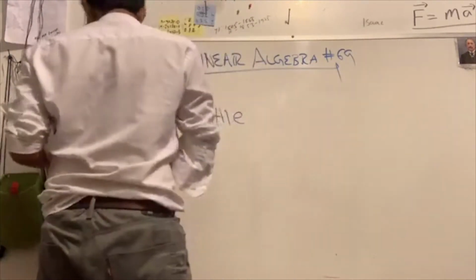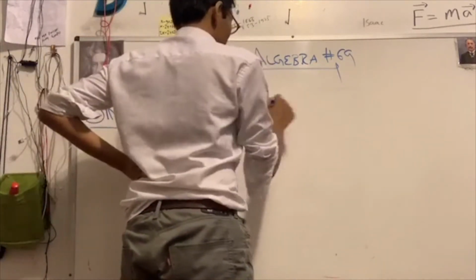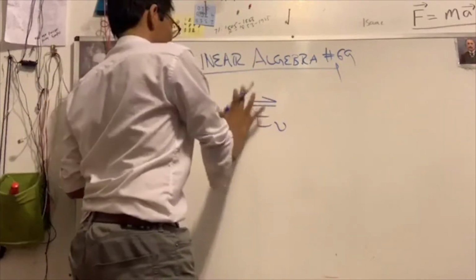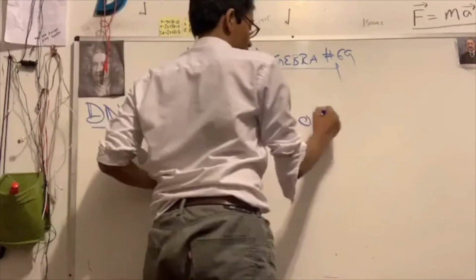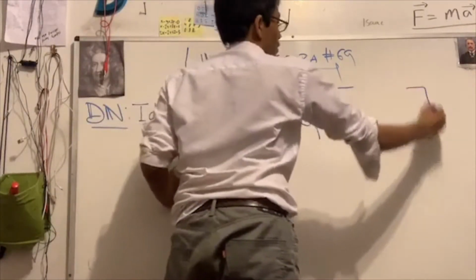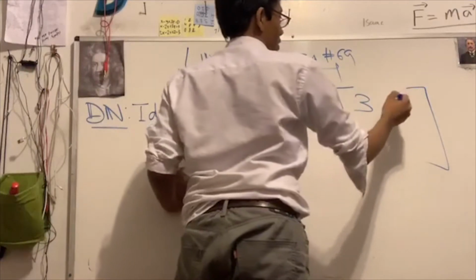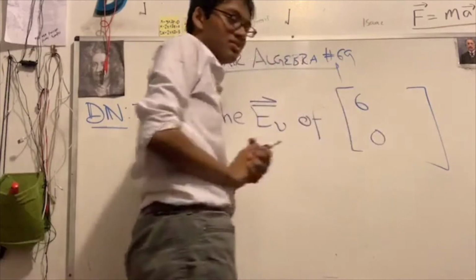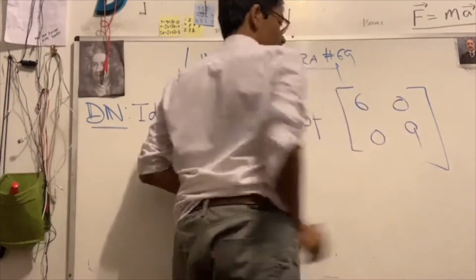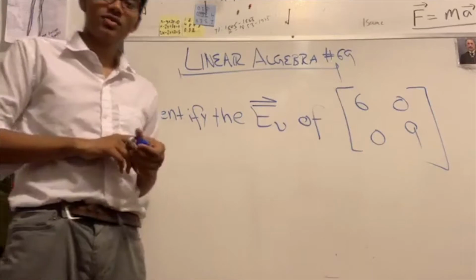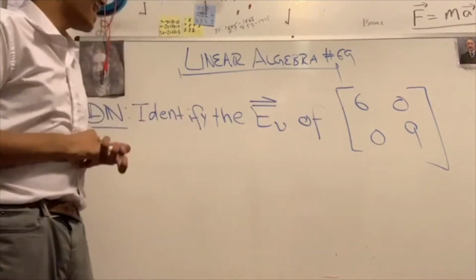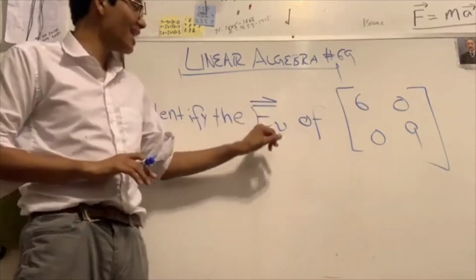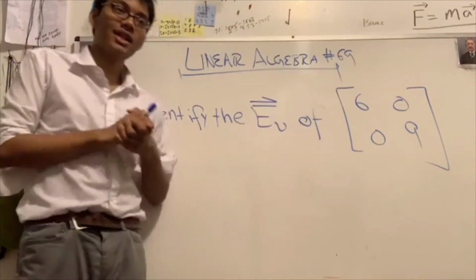I'm inventing notation on the go, so don't worry if you see something crazy. Okay, identify the eigenvectors of the following matrix. As a tribute to our lesson number, I'll use 6, 0 and 0, 9. Okay, so I'm going to invite both of my students to go ahead and come up to the board and identify the E sub V vector. What is E sub V? Eigenvector. So that's the notation I've created and I use.